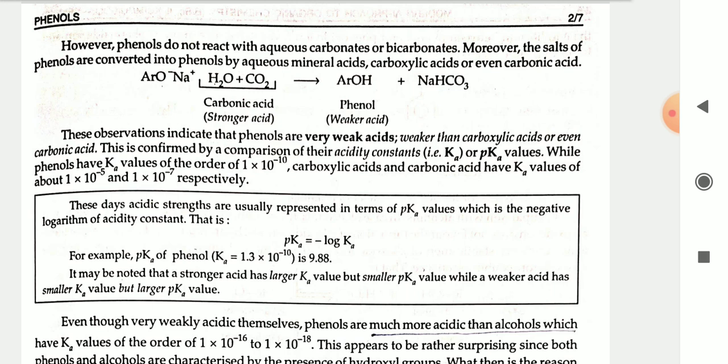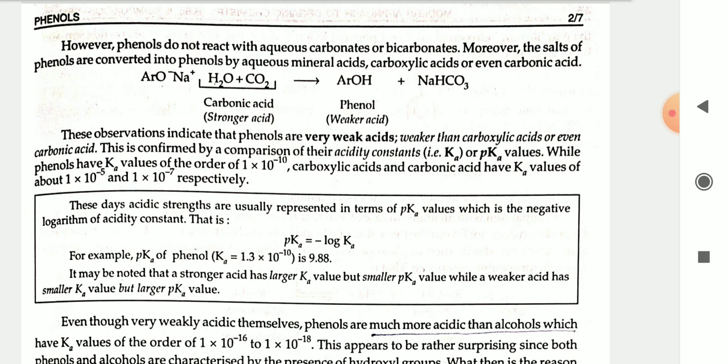This is confirmed by comparison of their acidity constant Ka or pKa values. While phenol has a Ka value of the order of 10 raised to the power minus 10, carboxylic acid and carbonic acid have Ka values of 10 raised to the power minus 5 and 10 raised to the power minus 7 respectively. These days, acidic strength is usually represented in terms of pKa value, which is the negative logarithm of the acidity constant. That is, pKa is equal to minus log of Ka. For example, pKa of phenol is 9.88.